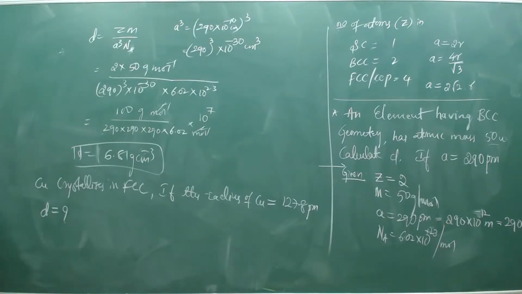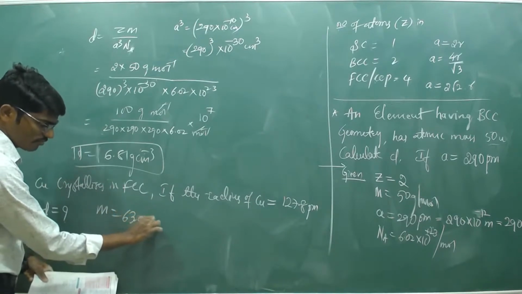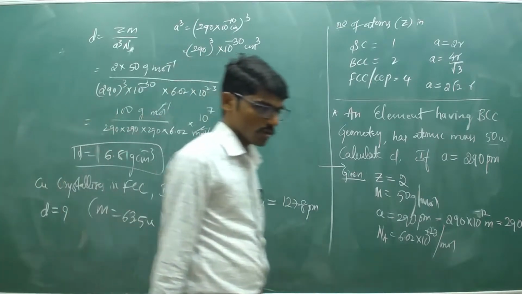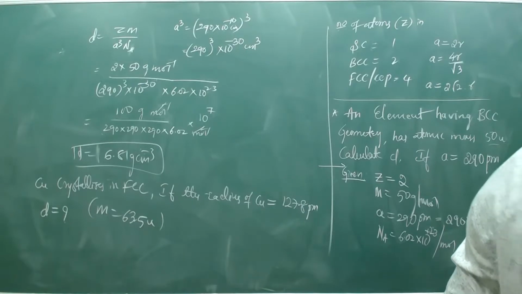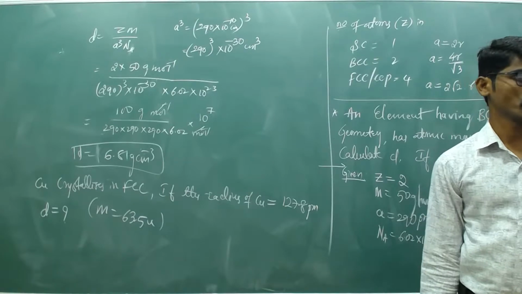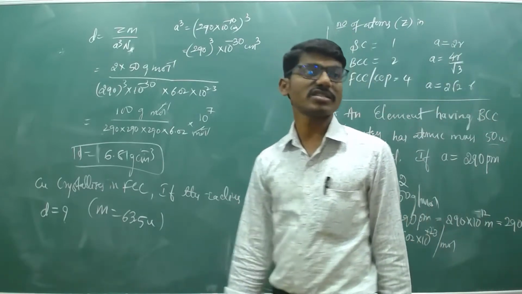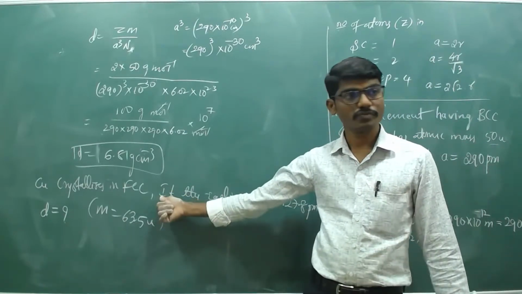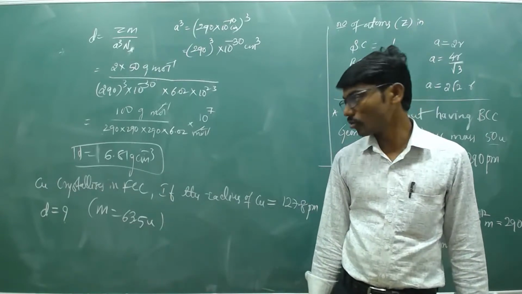If the atomic mass is 63.5 U, and the Avogadro number is constant, you need to calculate the density of the crystal. Because copper crystallizes in FCC, face-centered cube, that means you can find the value of Z. Z is equal to 4.